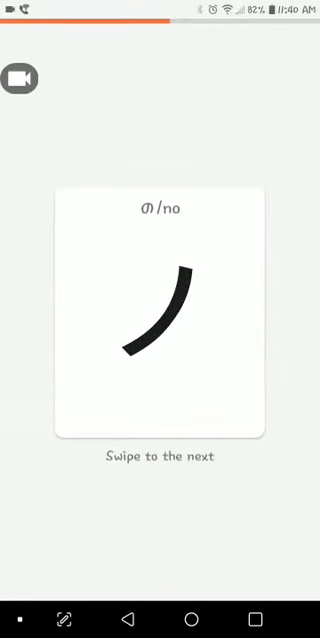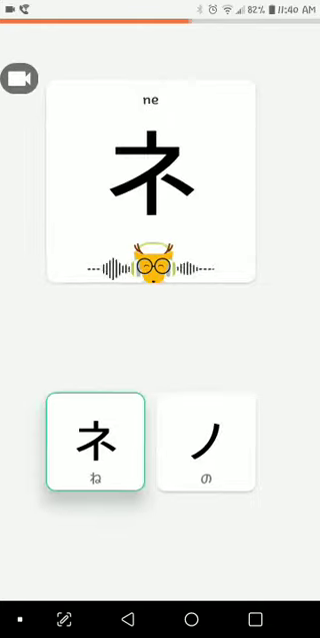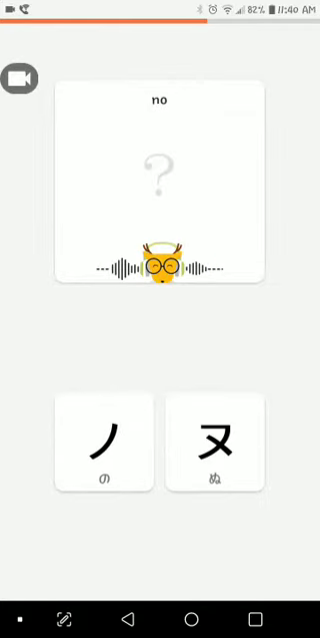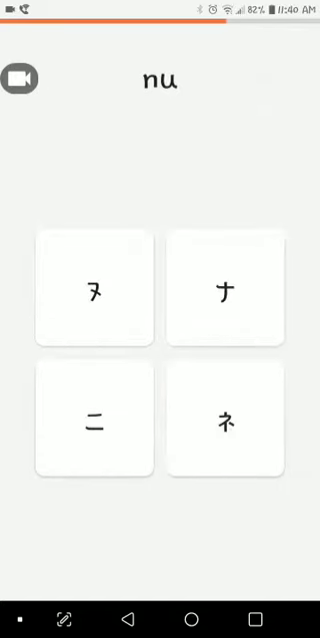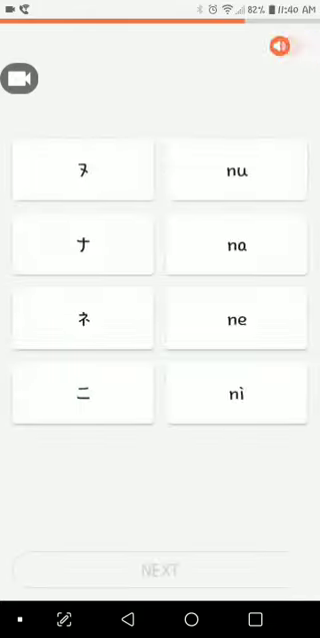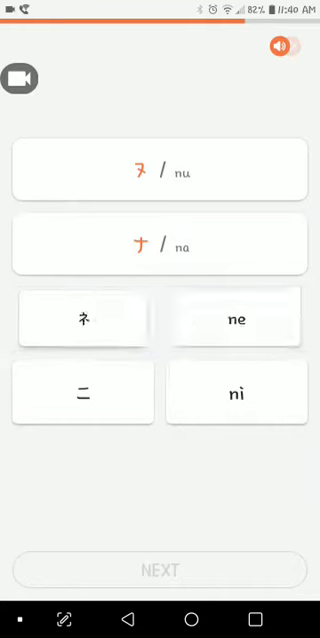No. I guess I can see why this would be used. No, as in hiragana, is also used as a particle, so putting no and no next to each other might look weird, so having katakana right there might be easier. It's no. Ne? Nope, that's not it.